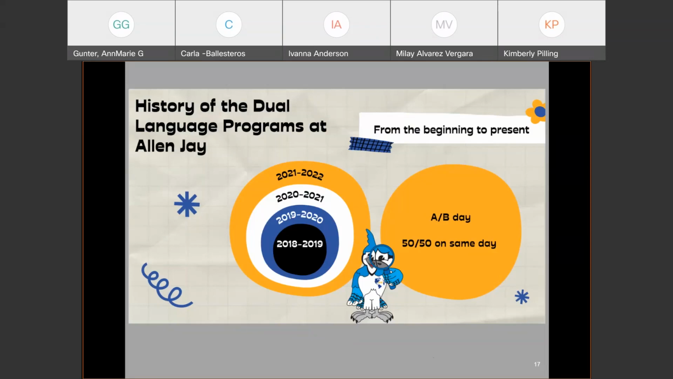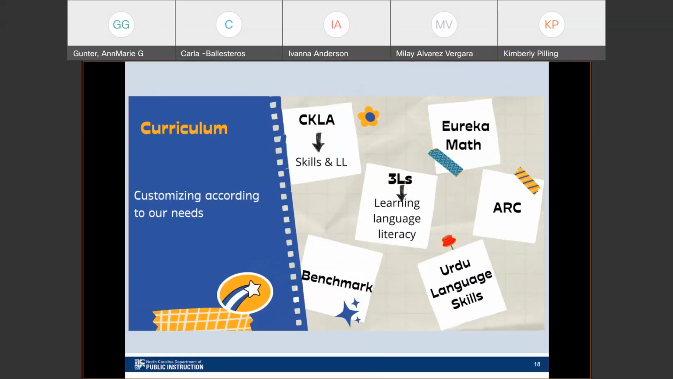So we did that model for about 2 years, but starting this year, after meeting to reflect on our practices and to learn about the teachers' perspectives and the way they were experiencing this model in their classrooms, we decided to alternate the 50-50 program, but on the same day. So what we do now is half of the day is taught in one of the languages, either Spanish or Urdu, and the other part of the day is taught in English. I think that we can go to the next slide to talk about the curriculum, how we do curriculum in our program.